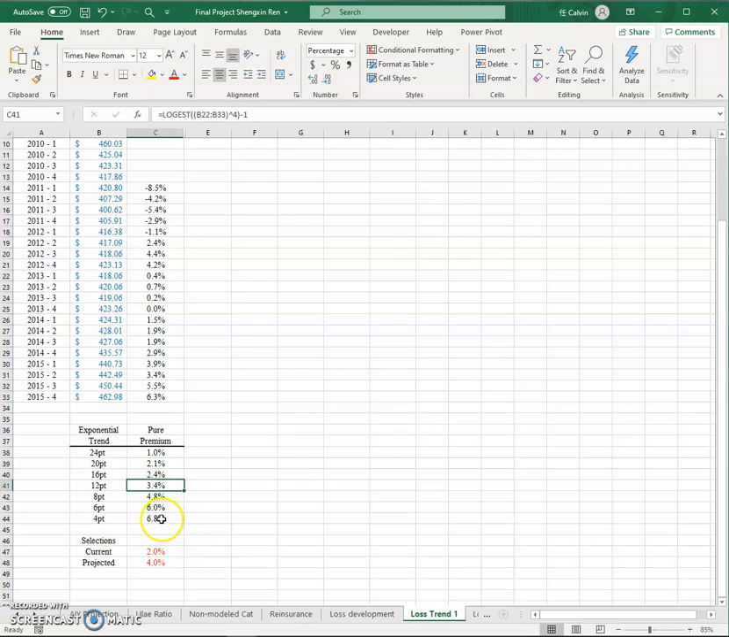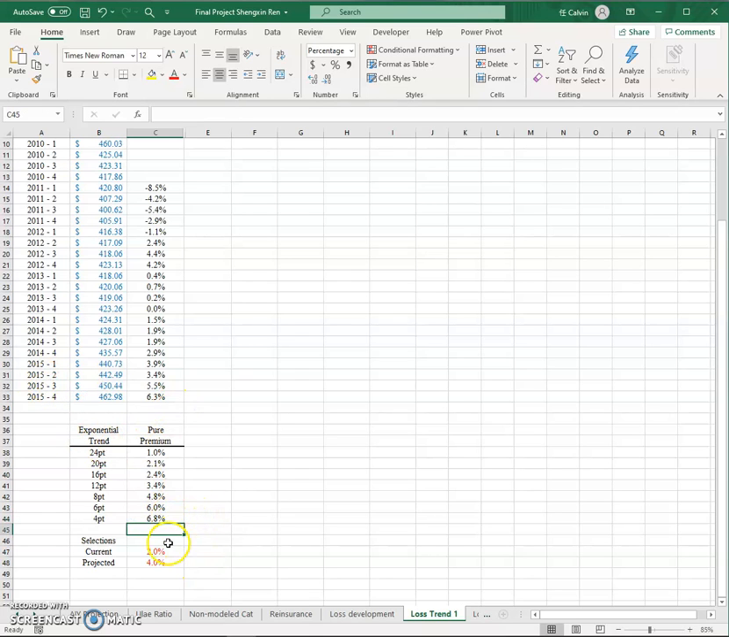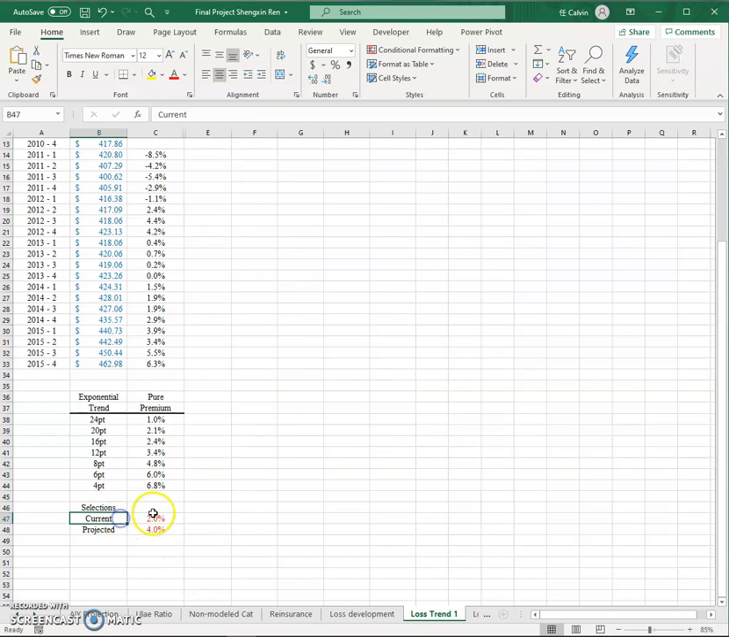Take another example of 4 points. We just use the recent 4 numbers, and same, to the fourth, also quarterly, and minus 1 we get the rate. And for the selections, we based on Appendix B from the book, and choose from the historical data. We are given the selected current trend of 2.0%, and the projected is 4.0%.